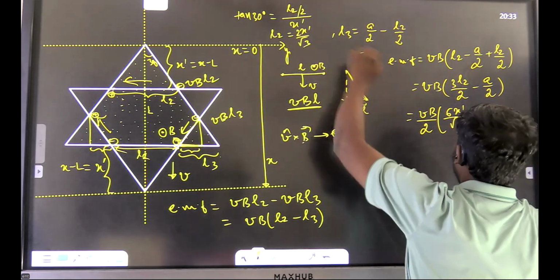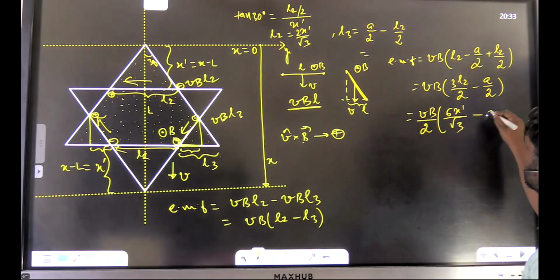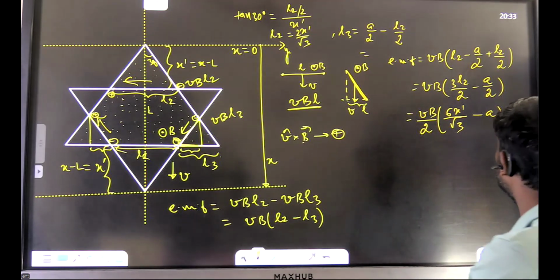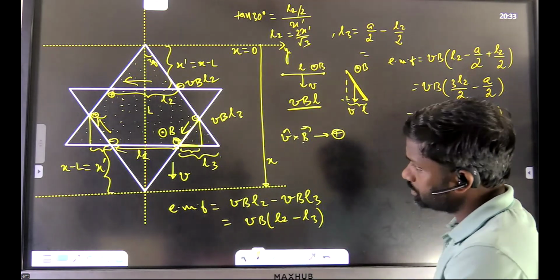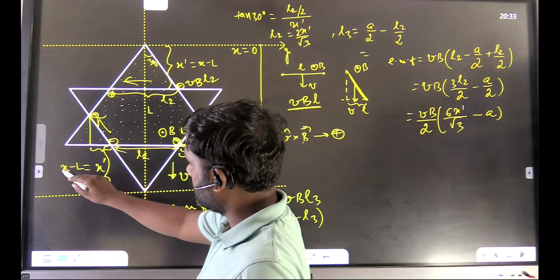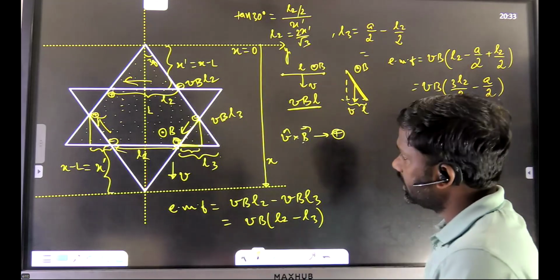So when you put this L2 here, you get this minus, and this is A. The 1 by 2 we have taken outside, so that is the value of V. Now let us put x prime equal to x minus L, which we will put here, and A we have to put.